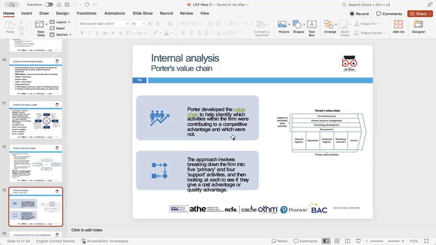Support activities include firm infrastructure, human resource management, technology development, and procurement. So they support primary activities and contribute to overall value creation.